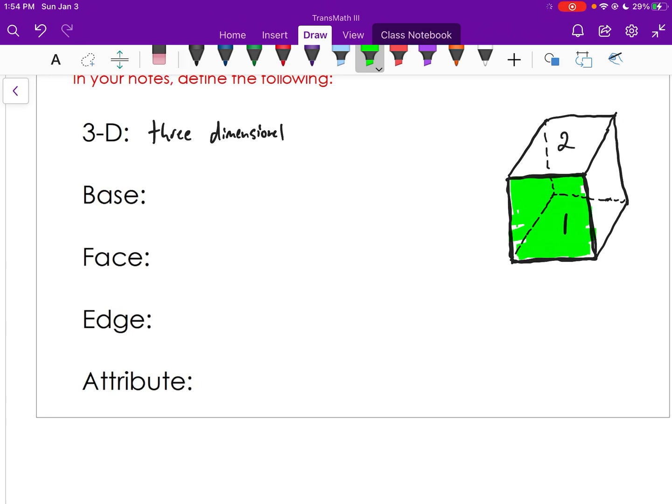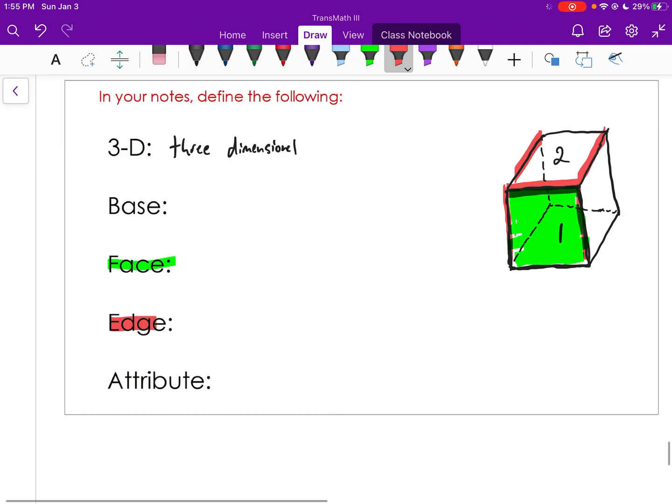Now, an edge. Edges are where two faces come together. So there's an edge, there's an edge, there's an edge, and we can get quite a few edges on those shapes. Now, attributes are just those specific things on the shape. The edges, the faces, the bases, those are all attributes of a three-dimensional shape.